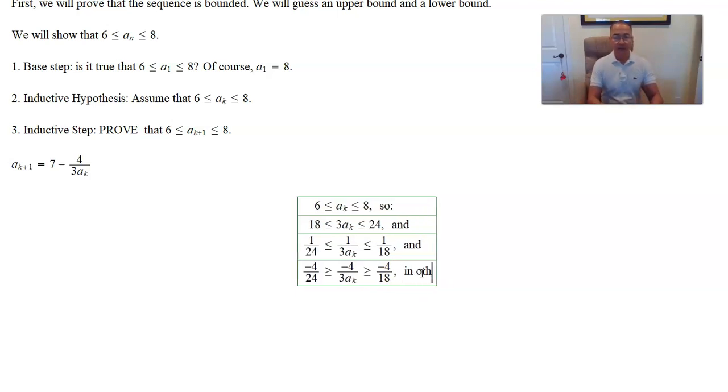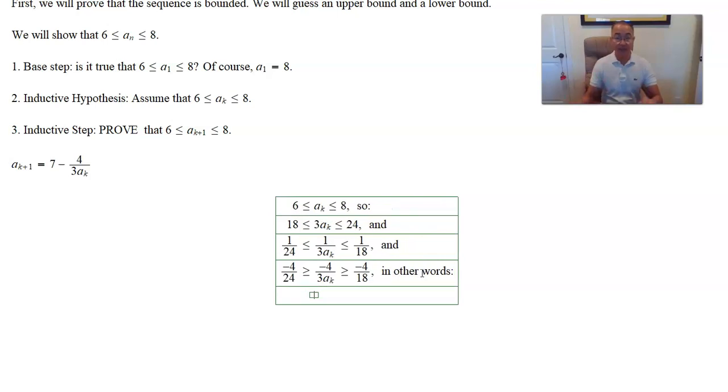And now, in other words, I'm going to put it in the natural order. Negative 4 over 18 is on the left, less than or equal to negative 4 over 3a sub k, and less than or equal to negative 4 over 24. I changed the order because everything else was less than, and this is the only one which is greater than. So let's rewrite it so it looks like the other inequalities that we have so far.